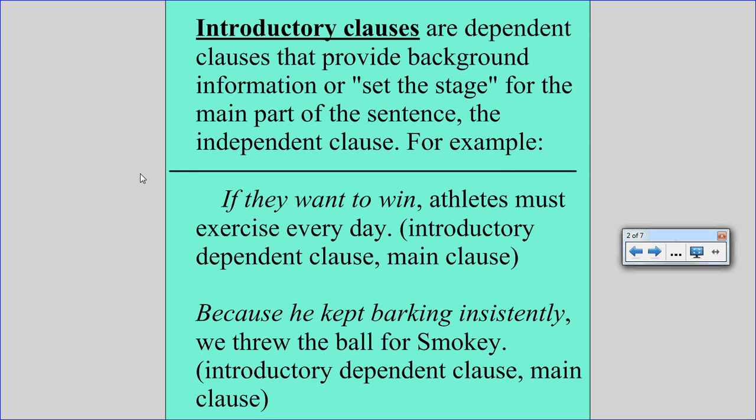For example, in the sentence, "If they want to win, athletes must exercise every day." This sentence is made up of an introductory dependent clause followed by the main clause or the independent clause. So we could take out the "if they want to win" and we would be left with "athletes must exercise every day." "Athletes must exercise every day" is a sentence. It's an independent clause that can stand on its own. But if we want to increase the level of comprehension for our readers, we might want to add some context, and that's what the purpose of "if they want to win" is doing.